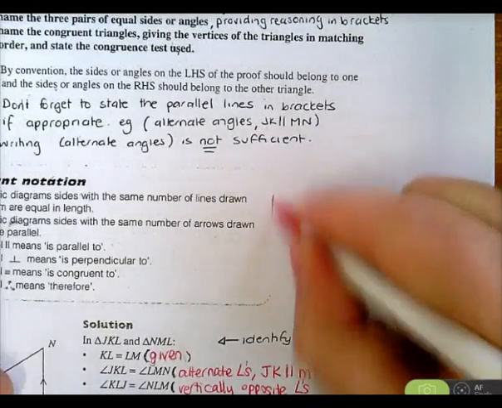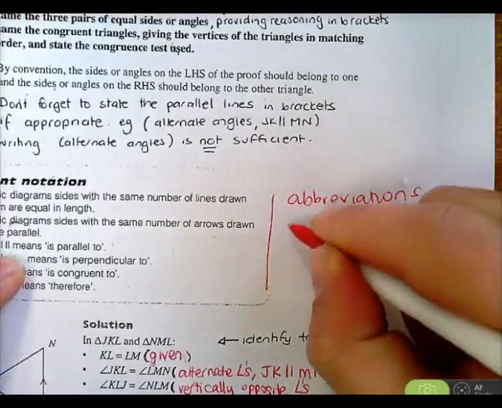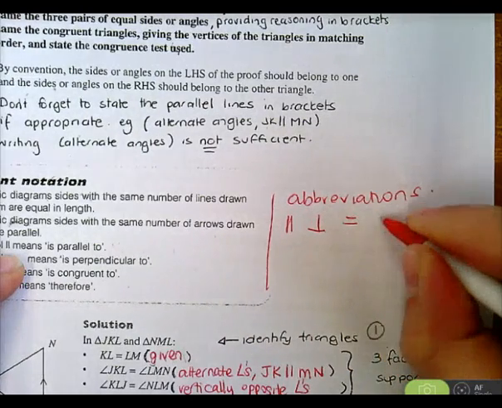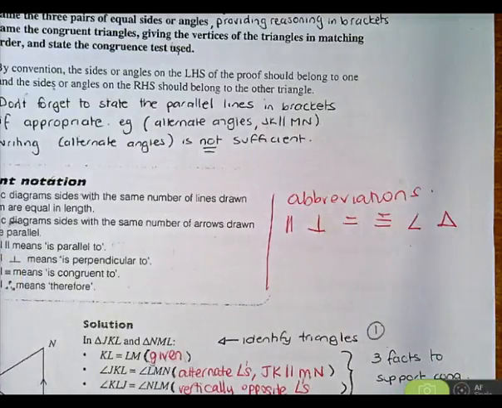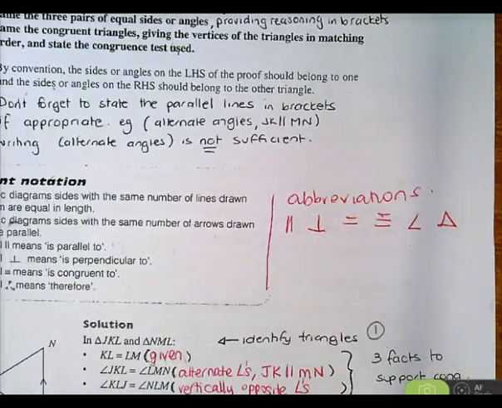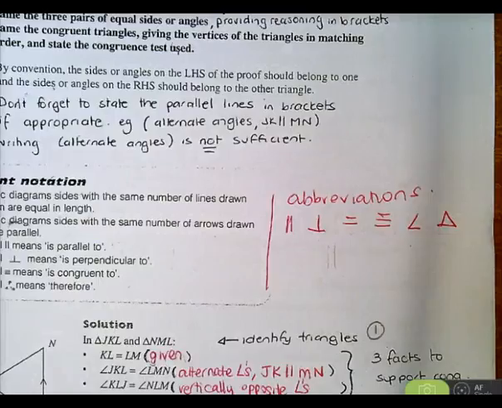The only abbreviations that I want you to use are stated actually over there. They are parallel, perpendicular, equals, congruent, angle, and triangle. I don't want to see any other abbreviations. Parallel, perpendicular, equals, congruent to, angle, triangle. Nothing else. No parallelogram looking like this. All right?